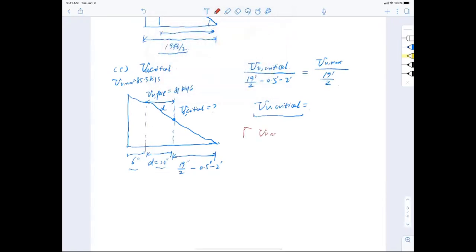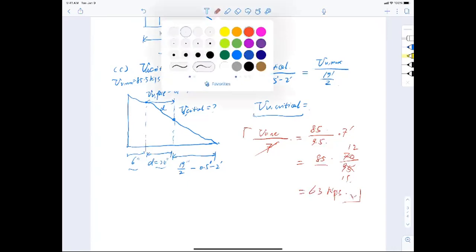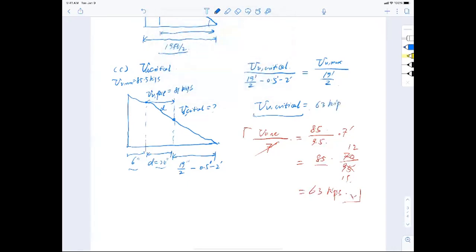I'm just thinking in my head, and this is a digression. I have VU critical, half of 19, that is 9.5 minus 0.5, 9, minus 2, 7. I have here VU max 85 divided by 9.5, right? 85 multiplied by 7 divided by 9.5. What do I get? 85 multiplied by 7 divided by 9.5, 63 kips. Okay, so digression over. So that is how much I get, 63 kips. So this fellow here is 63 kips.